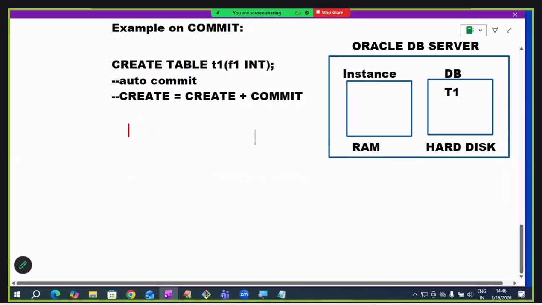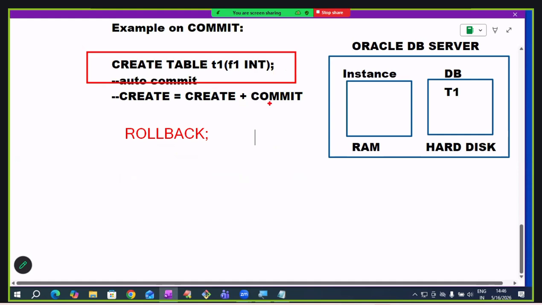Okay. If you want to check, if you write rollback here, this action will not be cancelled. This action will not be cancelled because rollback can cancel uncommitted actions. Rollback cannot cancel committed actions. That is why after creating the table, we never write rollback, sir. Or commit also.